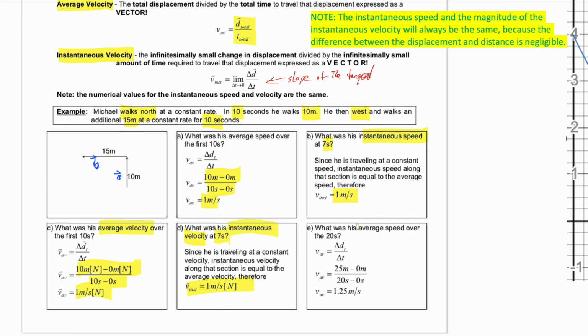Okay, so now let's talk about the average speed over the 20 seconds. Well, now that's a little bit different. Because in the second leg, he travels 15 meters towards the west. So when we're talking about distance, the distance is just the magnitude of A plus the magnitude of B. I did this in a weird sort of way here, but you basically get the idea. So that's a change of 25 over 20 for an average speed of 1.25 meters per second.